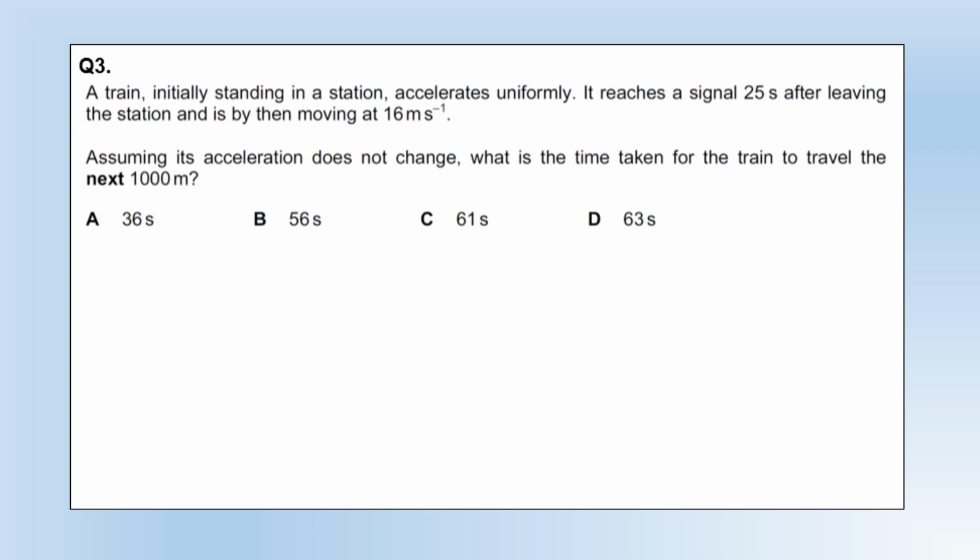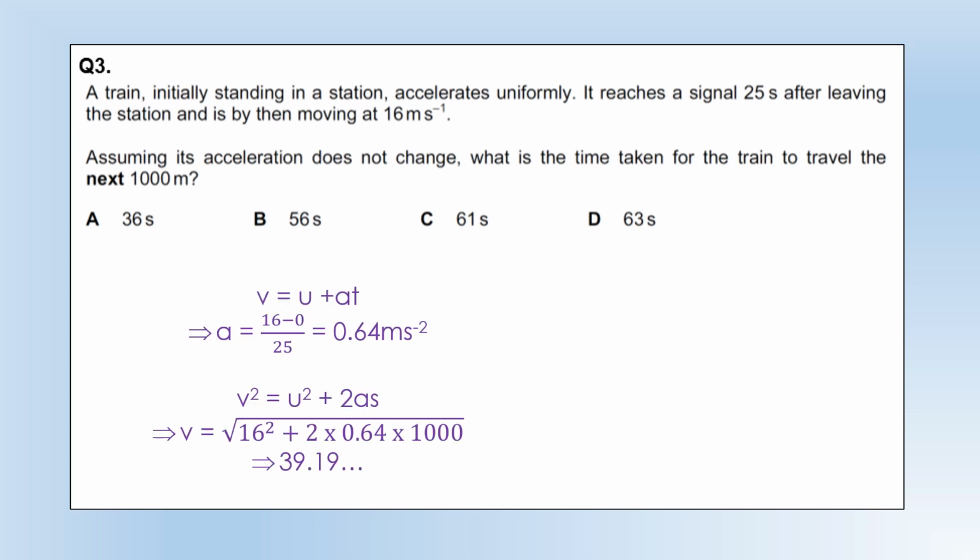So the first thing I'm going to do is figure out what the acceleration is, using the fact that we know it starts from rest and it gets to 16 meters per second in 25 seconds. And then what I'm going to do is figure out what its final speed would be after it travels another 1,000 meters. So that's our final speed. And then what we can do is we can get to 36 seconds by then putting that final speed in to solve the time.